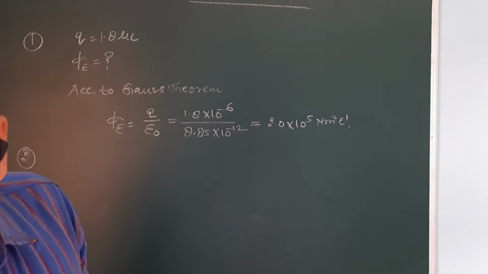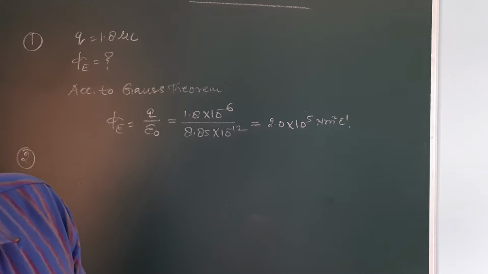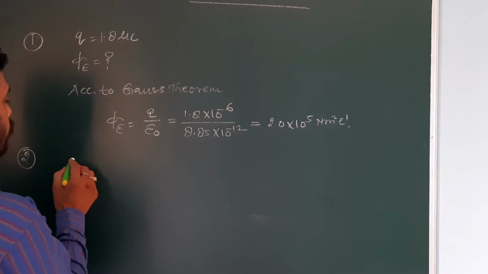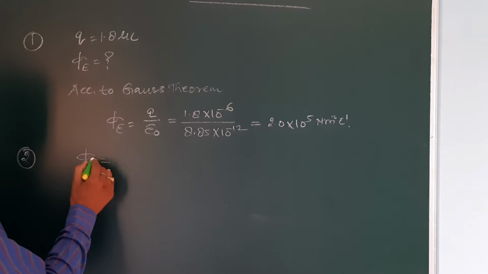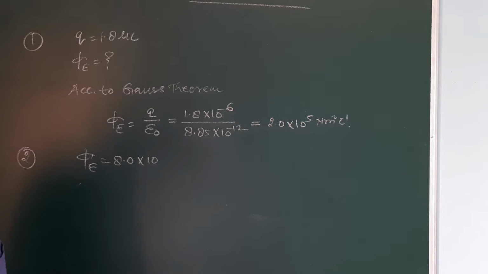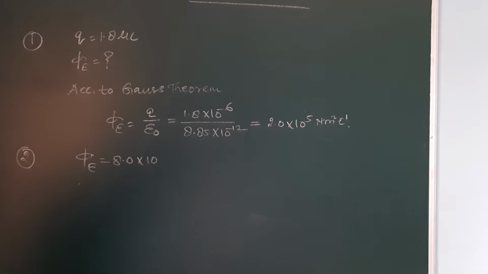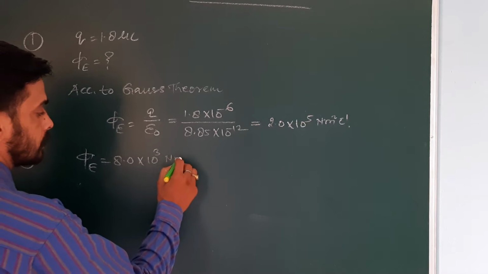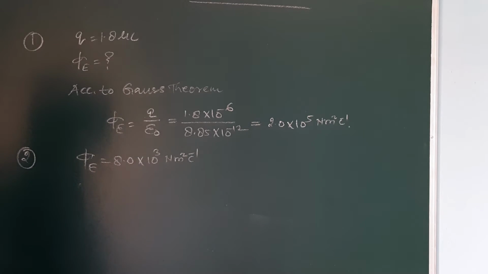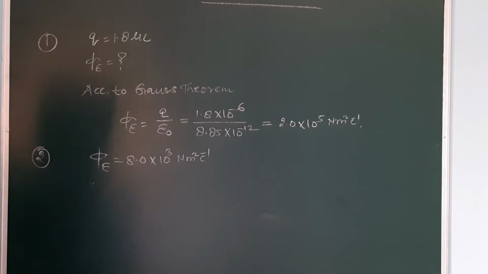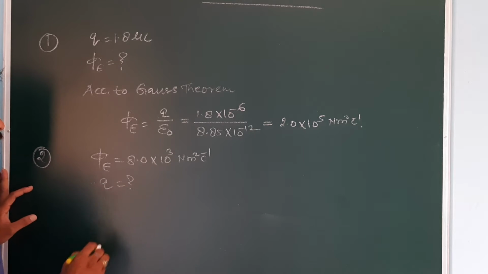The net outward electric flux through the surface of a box is given as 8.0 into 10 power 3 Newton meter square per coulomb. And what is asked in the question? What is the net charge inside the box? The amount of charge is asked.